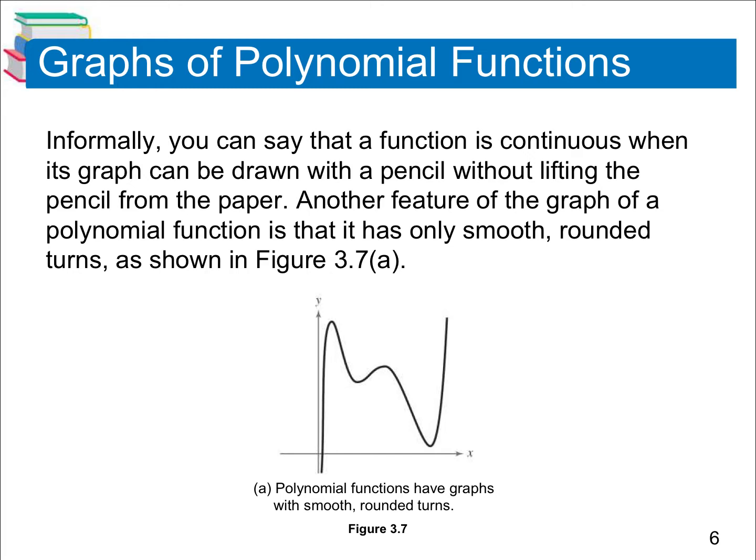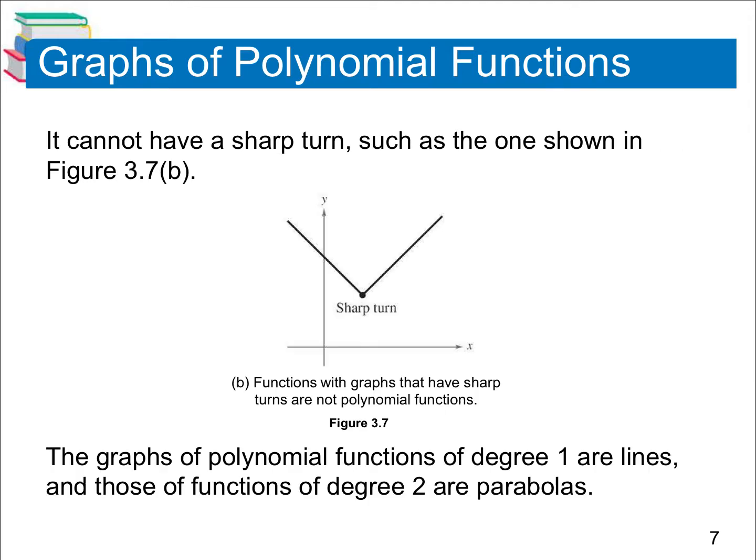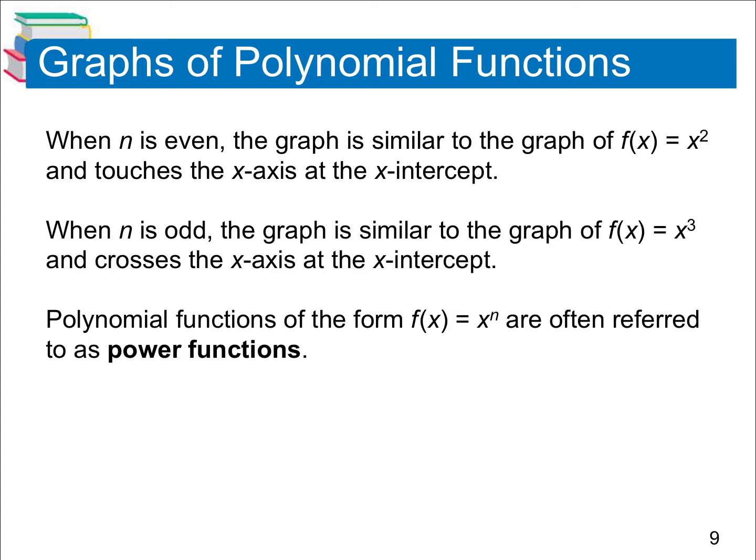Another thing you have to look at is whether or not there's a turn or a point within that line. If it's a sharp turn or a sharp point, then it's not continuous either. Everything has to be smooth and rounded within those curves. Something like this has that sharp turn, so this one is not continuous.